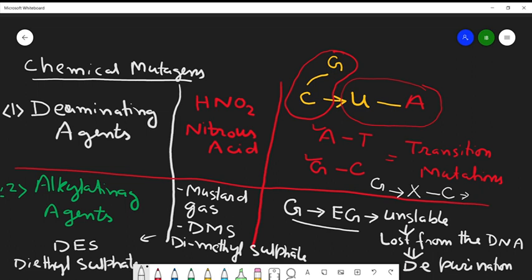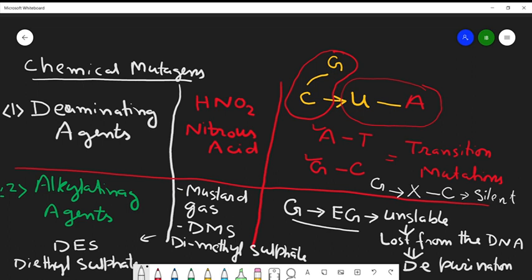So here is an example of the silent mutation, when the mutation does not bring about any change in the type or the number of the amino acids. This, for example, is the classical example of the silent mutation, where guanine after undergoing deamination gets converted into xanthine, but that xanthine also base pairs with the cytosine, which is the normal base to which guanine would have base paired. Then we have seen the alkylating agents.